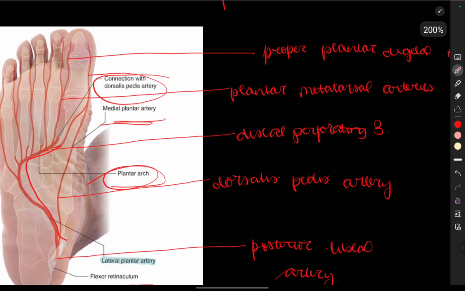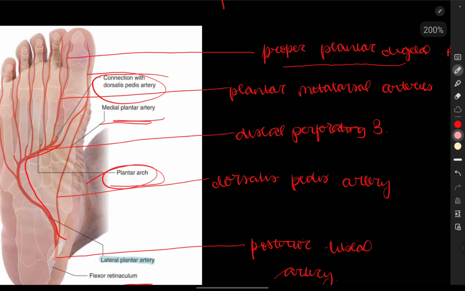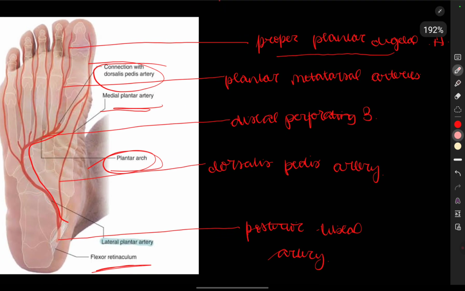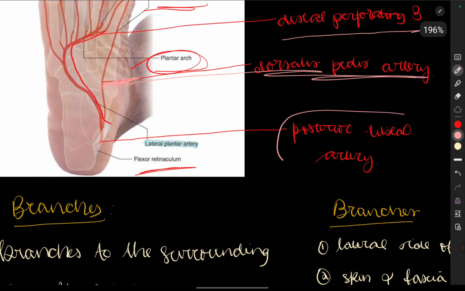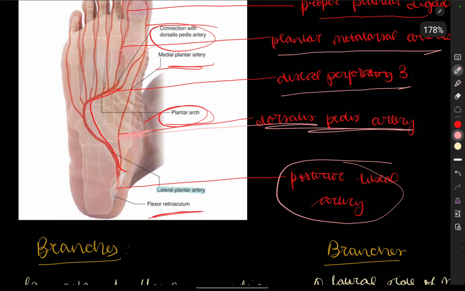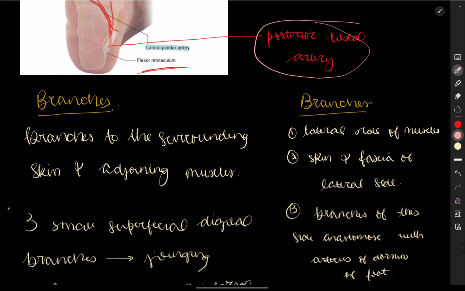This one, whatever you see, is a proper plantar digital artery. Then we have this one. This is the plantar metatarsal artery. This is the dorsal perforating branch. So this is the dorsalis pedis artery. Okay, whatever you see here is the dorsalis pedis artery, and this is the posterior tibial artery. See, this is the posterior tibial artery. सारे branches उसी के हैं, ठीक है? These are the branches of it.